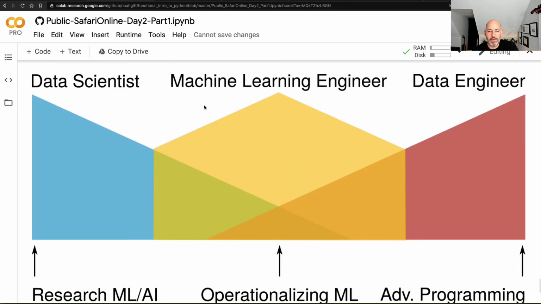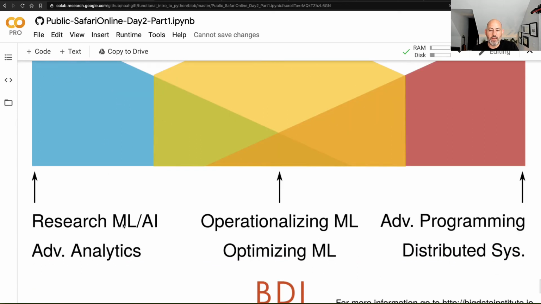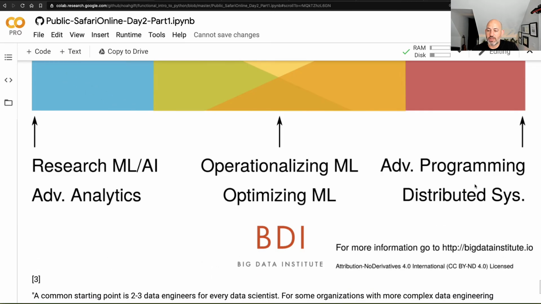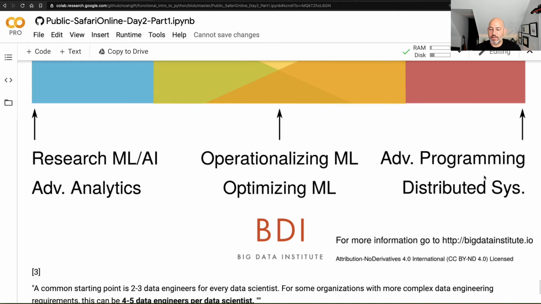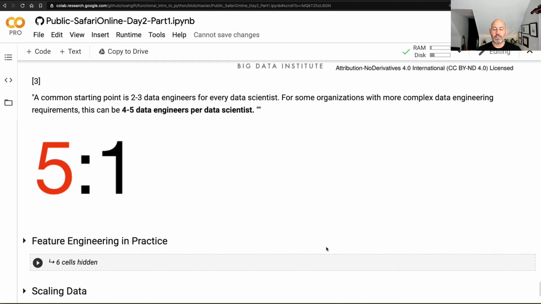And here's a picture that I saw someone build, which is that there's research, ML, AI, there's operationalizing machine learning, which is the machine learning engineer, and then you have the data engineer, which is distributed computing. And this is an example from this big data institute. A common starting point is 2 to 3 data engineers for every data scientist, and in some organizations with more complex data engineering requirements, this can be 4 to 5 engineers per data scientist.